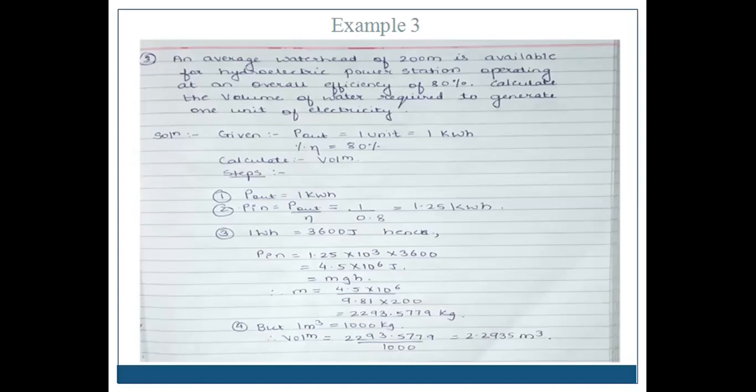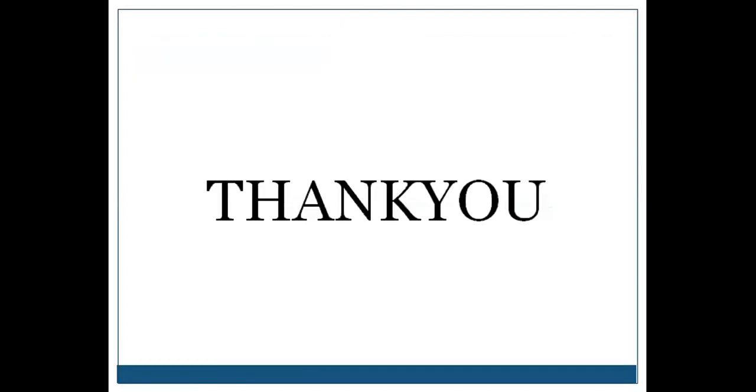Very first step, P out is equal to 1 kWh. P in is P out upon efficiency, you know. So I just put the value of P out as 1, efficiency, and I get input. What will be the unit of input? That will be the unit of output, that is kWh. We know 1 watt hour is 3600 joules. Hence P in in joules we can calculate as 1.25 into 10 raised to 3 into 3600, right? That is equal to mgh. We put the values, I get mass in kgs, and 1 meter cube is 1000 kg. We put the value and we get the answer. Thank you.